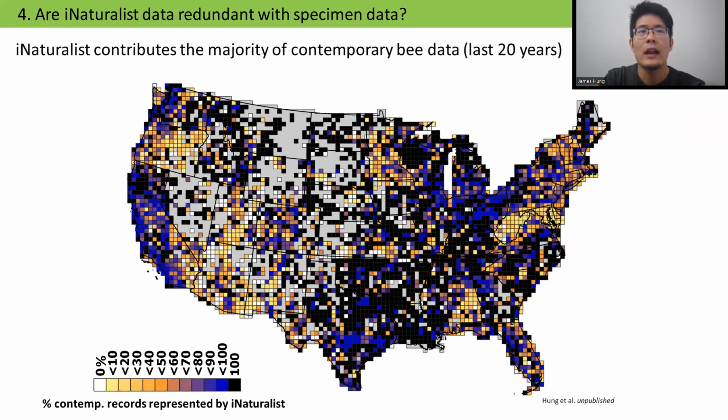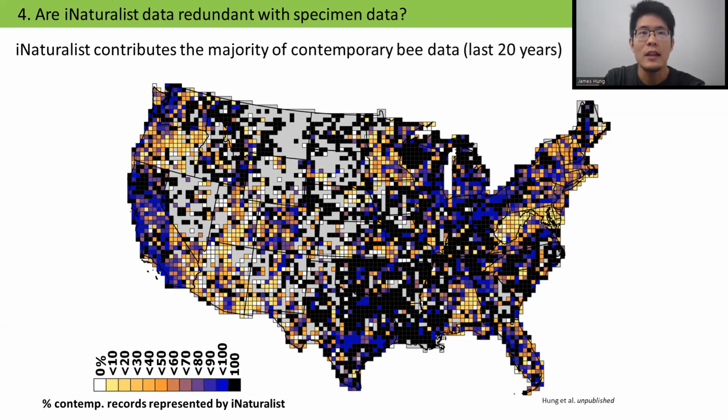And when we look at how these data stack up against publicly available digitized physical specimen records, like the kind you get from GBIF or SCAN, we found that iNaturalist contributes a huge portion of the total wild bee data coming in the last 20 years. This is in part driven by an actual dearth of physical sampling, but it also reflects significant delays associated with the specimen processing, identification, and digitization process.